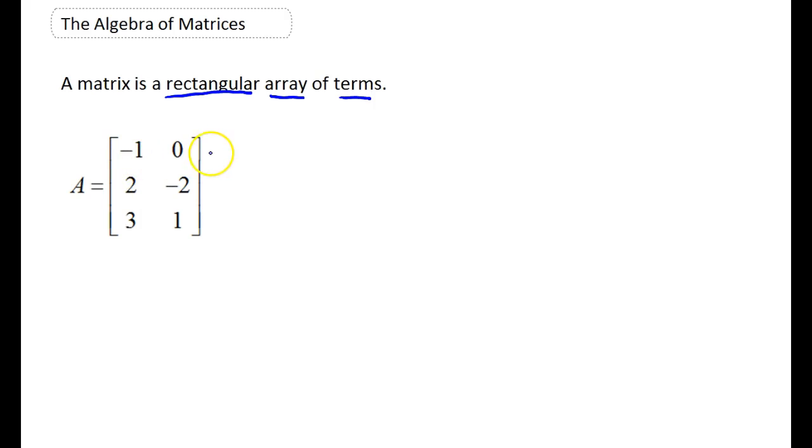Notice that it has 1, 2, 3 rows and 2 columns. And we always talk about the dimensions of a matrix in terms of rows and columns. So this would be a 3 by 2 matrix. It has 3 rows and 2 columns.